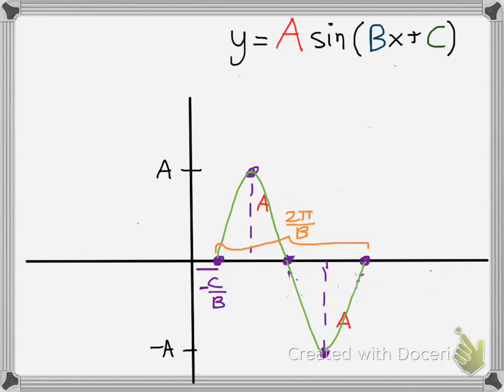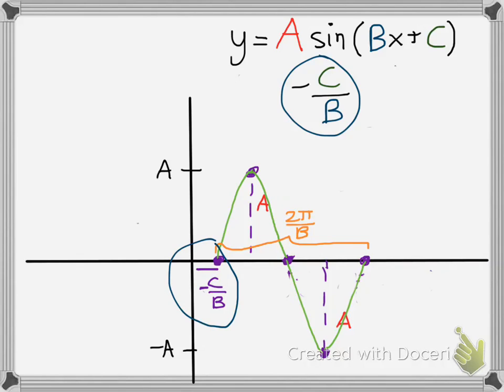So first let's start with what c and b are. So minus c over b. So minus c divided by b. This number tells you the distance from the origin. So if minus c over b is positive, you're c over b units to the right of the origin. And if minus c over b is negative, you're c over b units to the left of the origin.